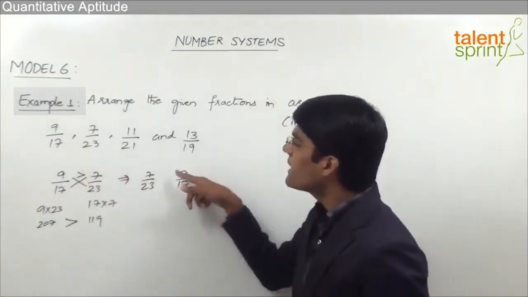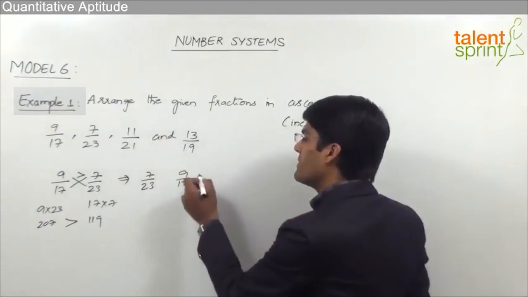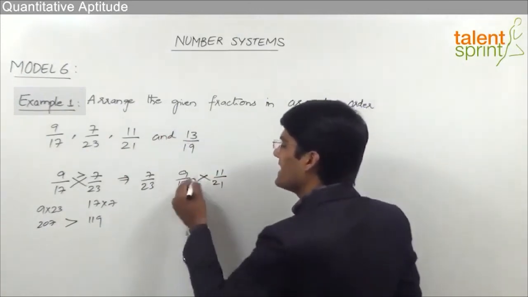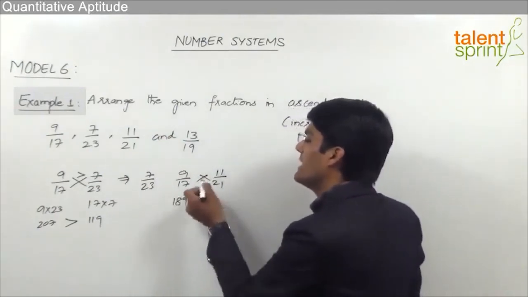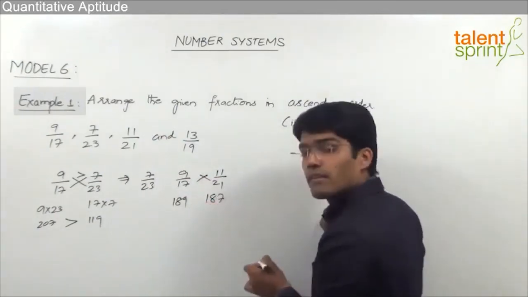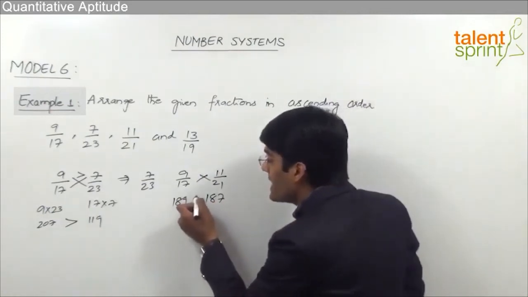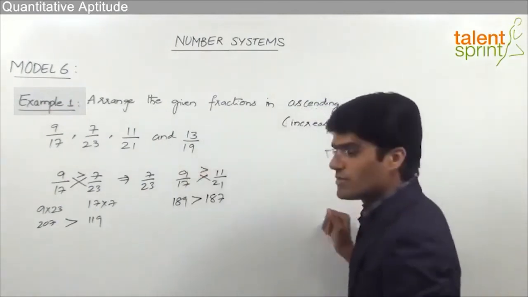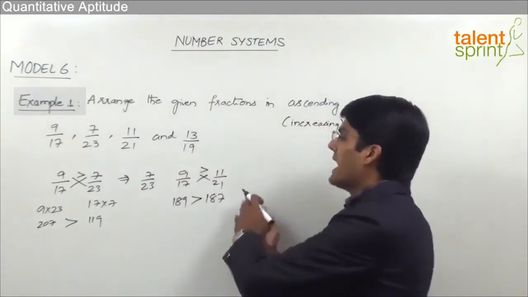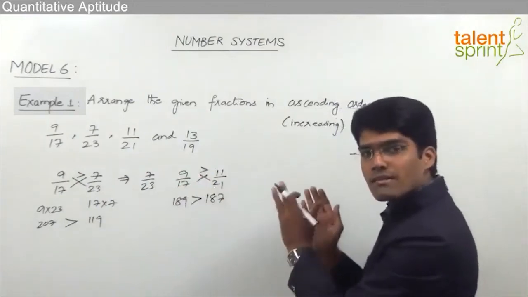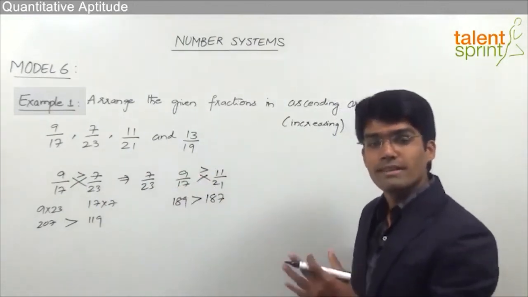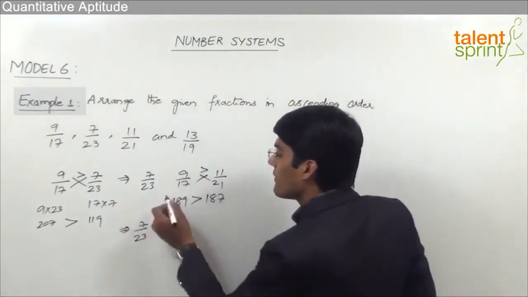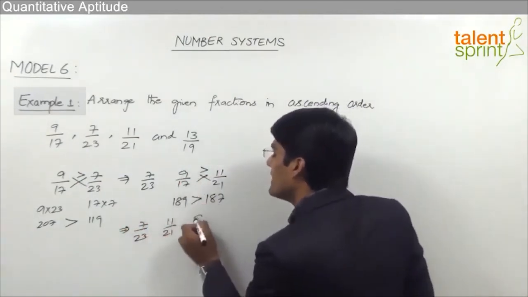Again, this 9 by 17 should be compared with the third fraction. That is, 9 by 17 should be cross multiplied with 11 by 21. Now by cross multiplication we get that 9 into 21 is 189 and 17 into 11 is 187. Again we find that the left hand side is greater than the right hand side. That means the left fraction is greater than the right fraction. So again 9 by 17 comes on this side and 11 by 21 should go there. Why? Because we are trying to form the ascending order or the increasing order. So this will say that the order should be 7 by 23 followed by 11 by 21 and then 9 by 17.